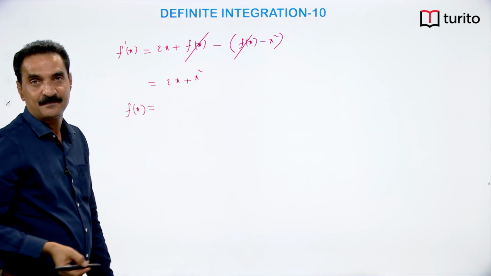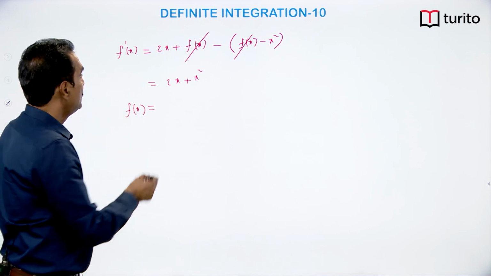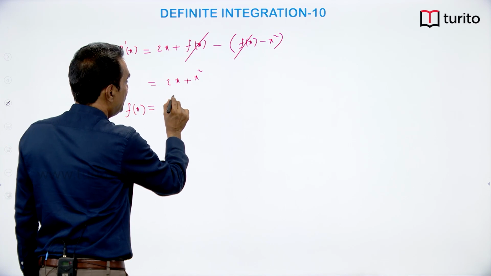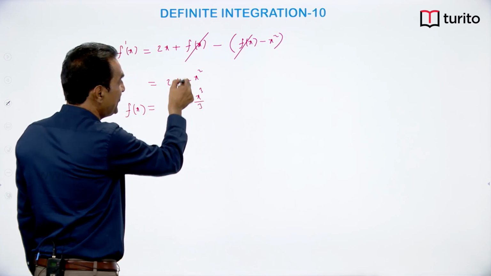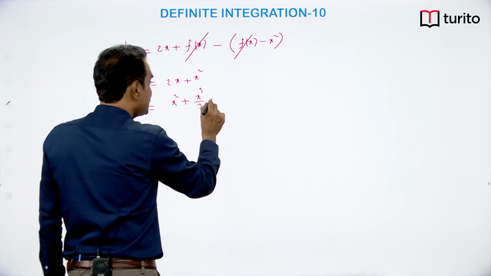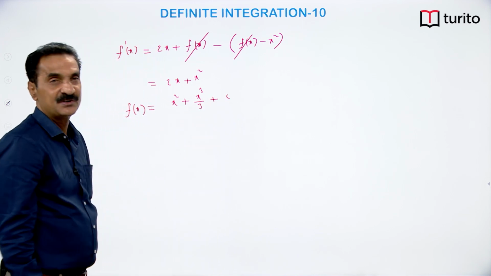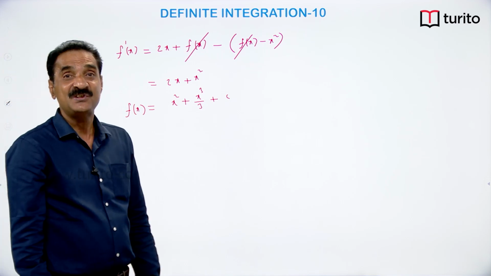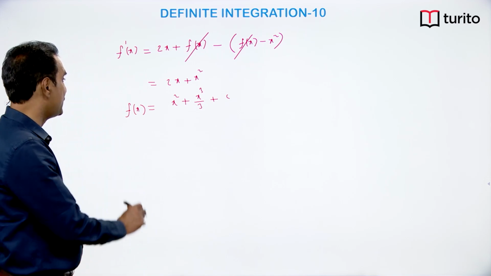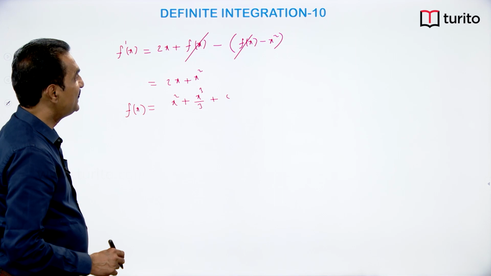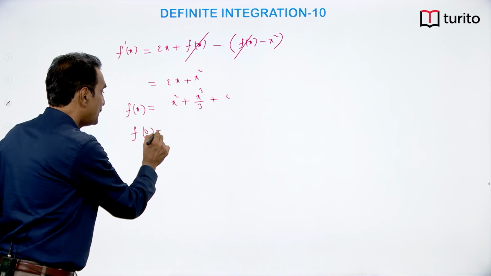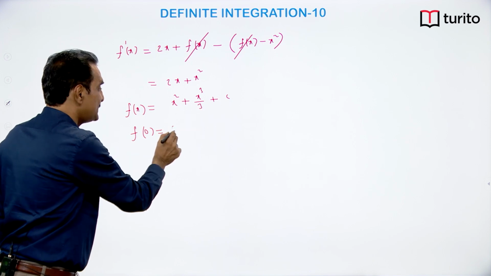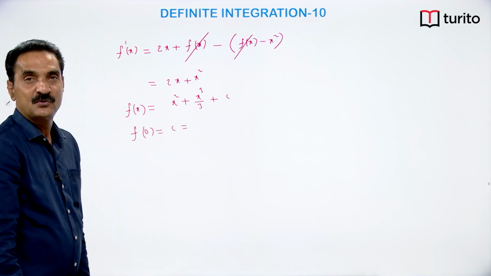If f dash x is 2x plus x square, what is f of x? By indefinite integration, you will get x square plus x cube by 3, but plus c, we have to write the constant of integration. Is it possible to find c? Let us try. Putting x is equal to 0, you will get 0 plus 0 plus c. So c is f of 0.